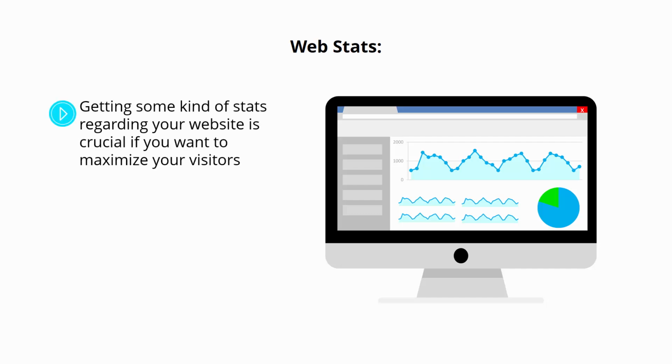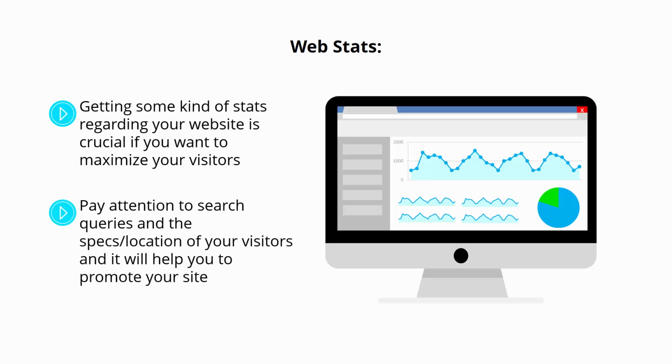Web stats. Getting some kind of stats regarding your website is crucial if you want to maximize your visitors and if you want to tailor your site to the audience that are actually going there. The best way to do this is with the free Google Analytics, which you access through your browser. Pay attention to your search queries and the specific location of your visitors, and it will help you to promote your site. Then use this to tweak and improve the content you're writing. Don't be ruled by SEO though.